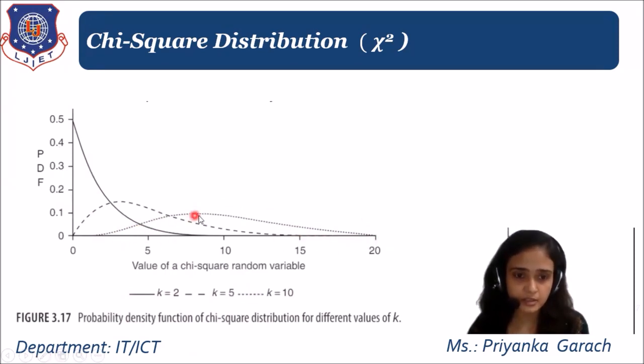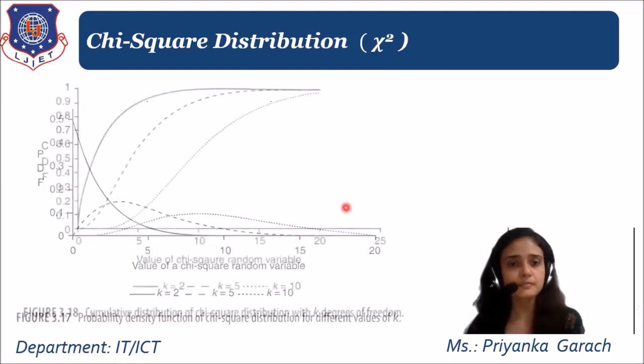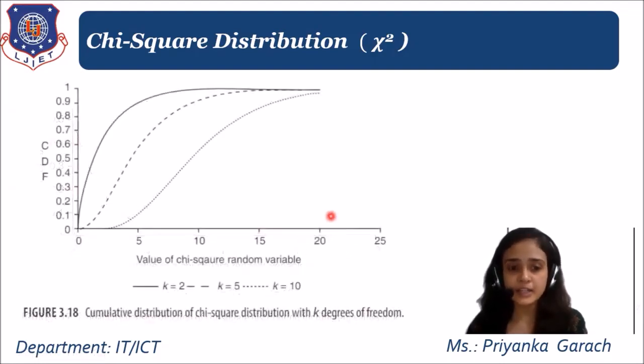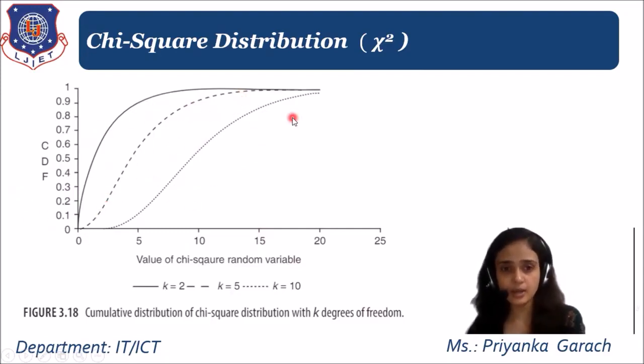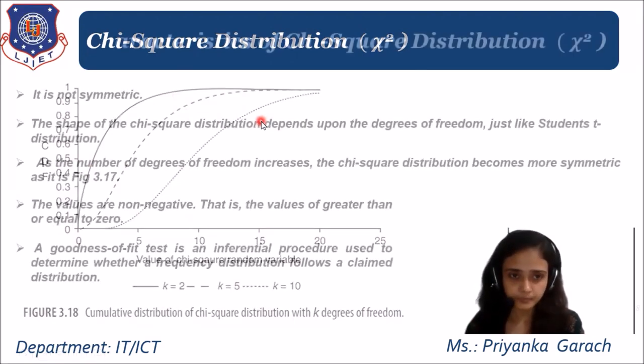You can see this dotted line is very near to the shape of the normal distribution. This is the CDF, the cumulative distribution of the chi-square distribution with k degrees of freedom. You can remember this particular graph, the CDF for the chi-square distribution, because it looks like a leaf. So you can easily remember the shape of a leaf.